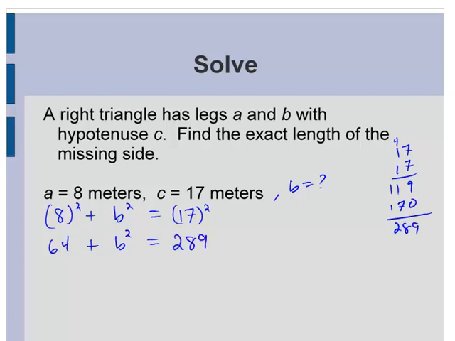All right, now this one's a little bit different. We have the B squared on the left, but we have this other constant associated with it. Let's subtract the 64 from both sides. And then B squared would equal 225. So then B would equal the square root of 225, which is 15 meters.